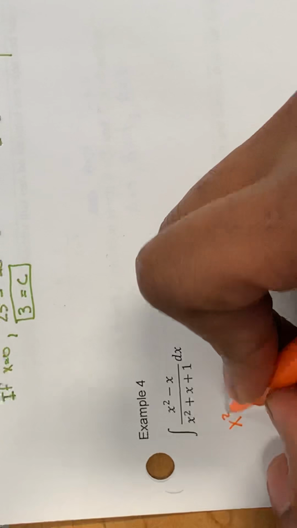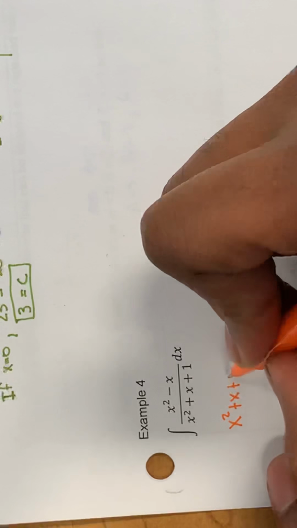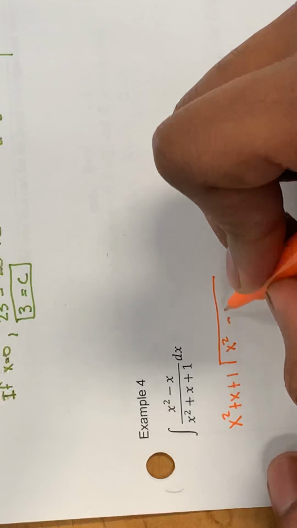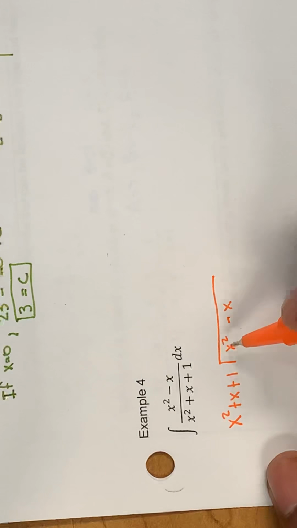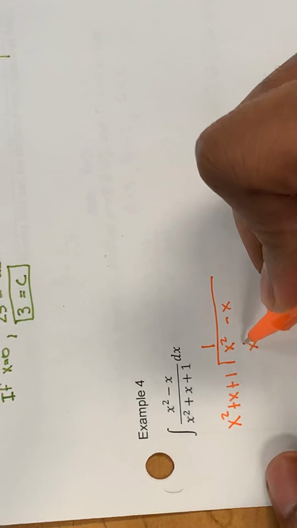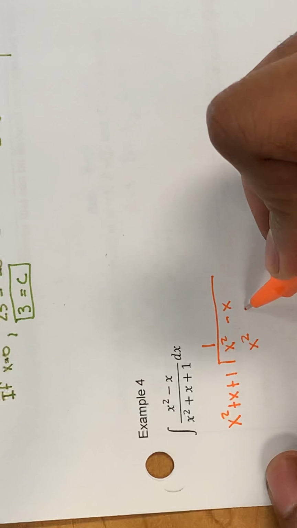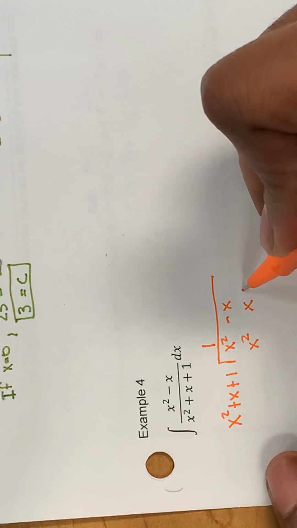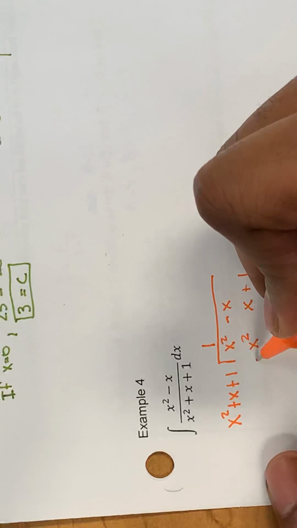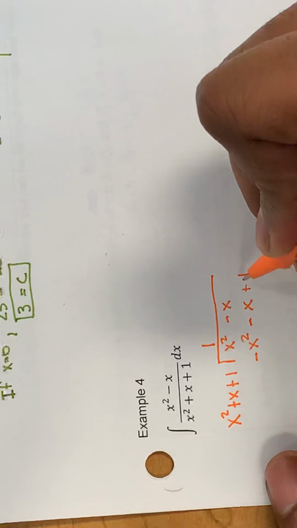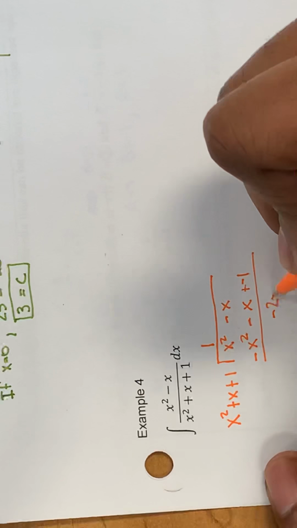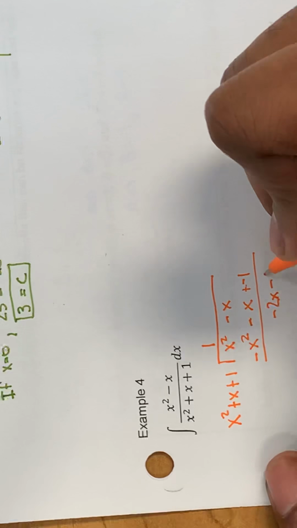So we're going to have x squared plus x plus 1. And that divides into x squared minus x. So x squared divides into x squared once, and then we just multiply. So 1 times x squared is x squared, 1 times x is x, and 1 times 1 is plus 1. So remember, we always do the opposite. So that's going to be minus, that's going to be minus, and that's going to be minus, and we drop everything down. So we're going to have negative 2x minus 1.